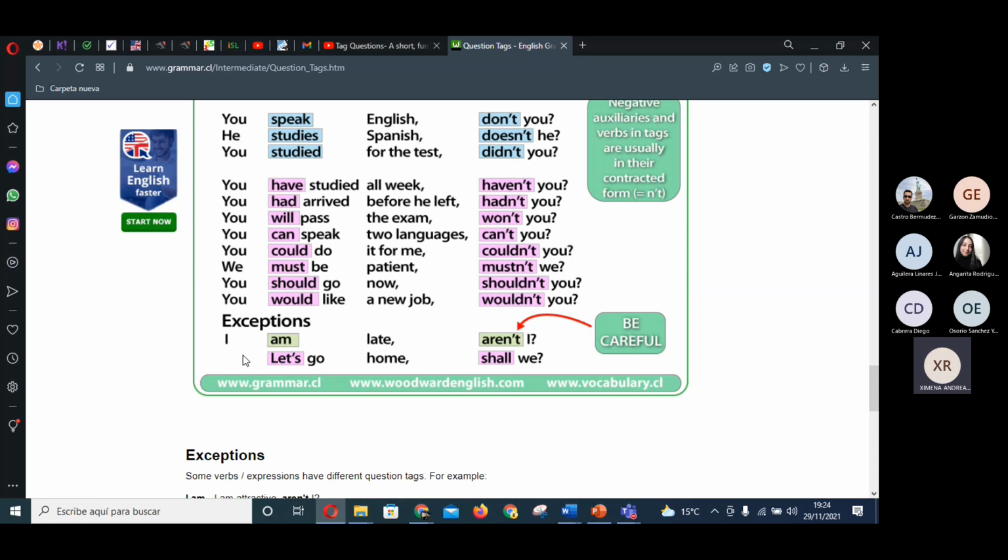Entonces simplemente yo digo, I am late, I am a teacher, aren't I? ¿Sí? Entonces es más fácil pronunciar aren't I, aunque are ya sabemos que pues no es el verbo to be para el sujeto I, pero es una excepción que ocurre aquí por efectos de pronunciación. Y con este que es como un imperativo, como algo de invitación, let's go home, simplemente es como un verbo modal de permiso. Shall we?